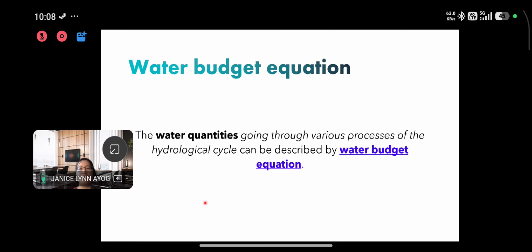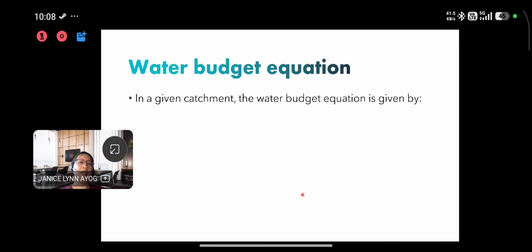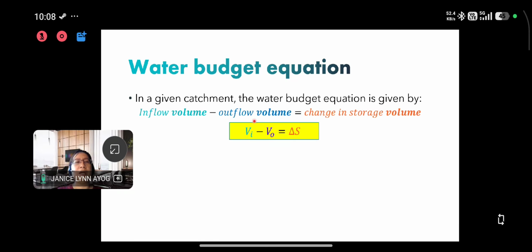Now, water budget equation, what does it mean? The water budget equation basically describes the water quantities going through various processes or key components of the hydrological cycle. Now, in a given catchment, the water budget equation is given by this. So if there is inflow volume, and then you minus the outflow volume, then you would have the change in storage volume. We're dealing with volumes here.